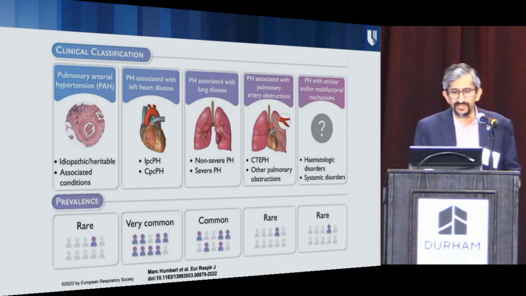And then group 5 is PH due to unclear or multifactorial mechanisms, really a grab bag of different systemic diseases such as hemolytic anemias, sarcoidosis, and cancer.